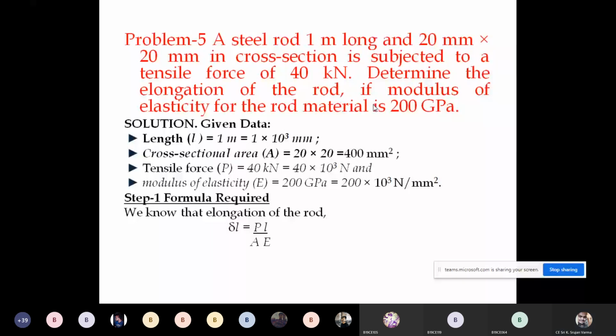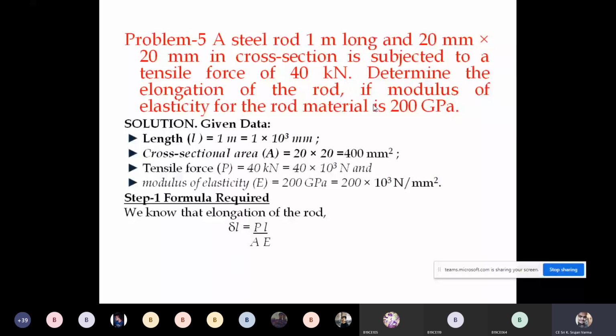Well done. Now I'm writing down the given data here. The length of the section is given as 1 meter, which means 1 into 10 to the power 3 millimeters. The cross-sectional area is 20 by 20 millimeter, that is 400 millimeter square. The tensile force is 40 kilonewton, that is 40 into 10 to the power 3 newtons, 40,000 newton. And the modulus of elasticity is given as 200 gigapascal, that means 200 into 10 to the power 9 newton per mm square.